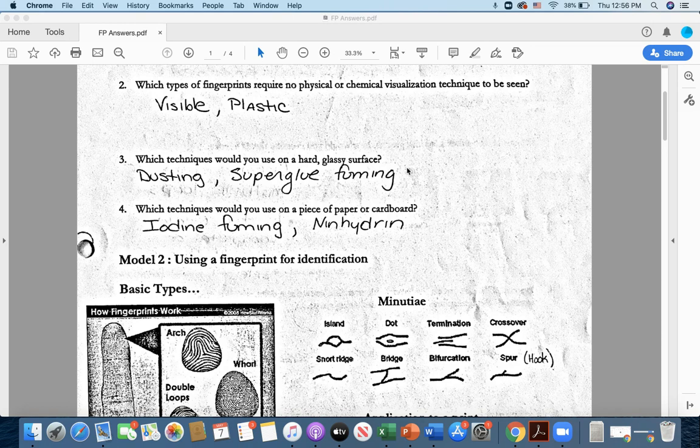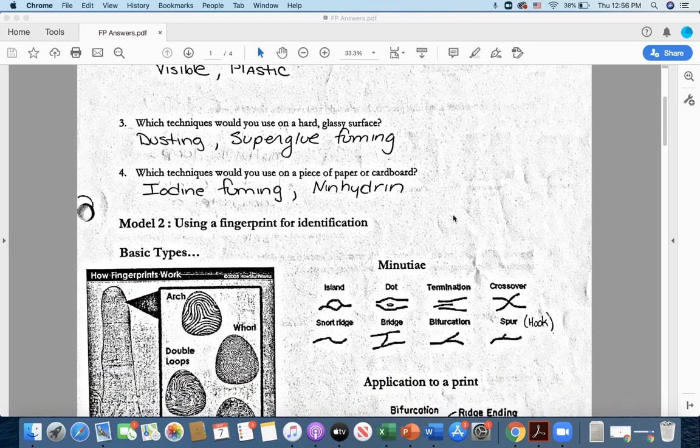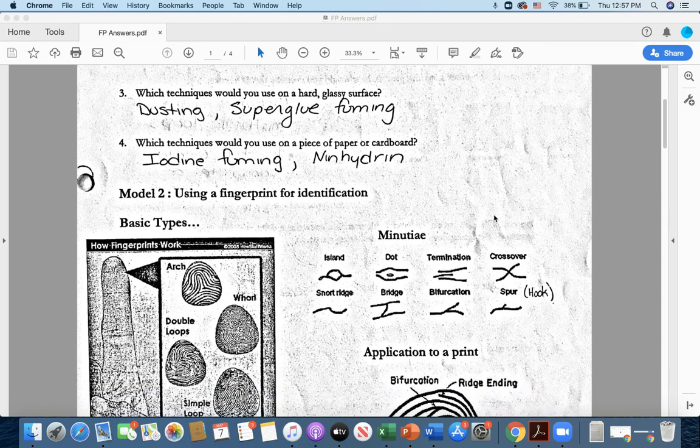For number 4, this is where you're going to have a chemical reaction with the iodine fuming or the ninhydrin. So that would be more for that absorbent surface. And you saw a demonstration with the iodine fuming. It's a very quick reaction. It is temporary, so they do have to make sure they photograph it and try to fix it chemically.